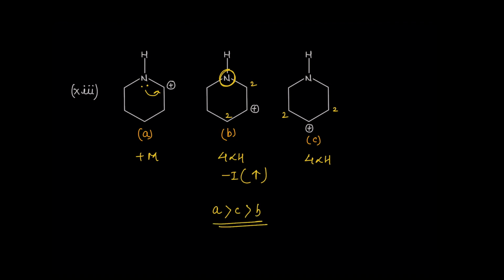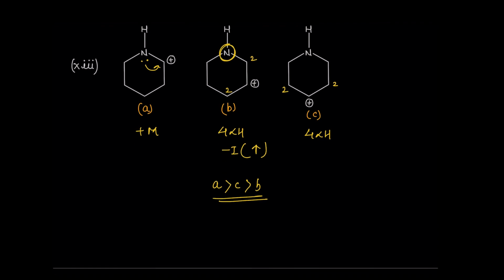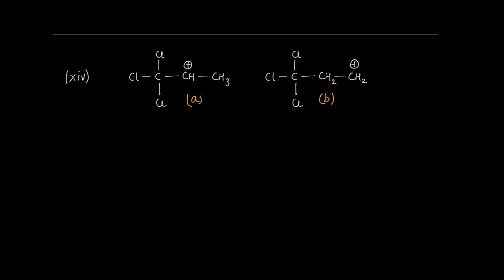Pretty simple. Next up, we have this question. In this question, we can see that the number of alpha hydrogens in A is 3 alpha hydrogens, and in B we have 2 alpha hydrogens.